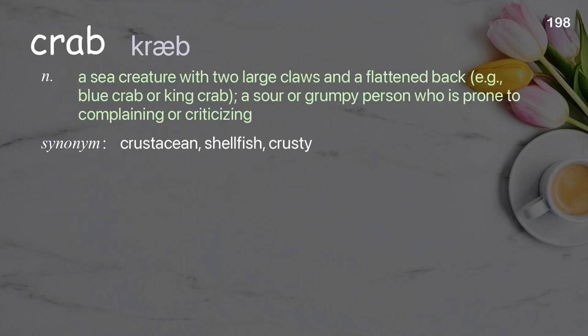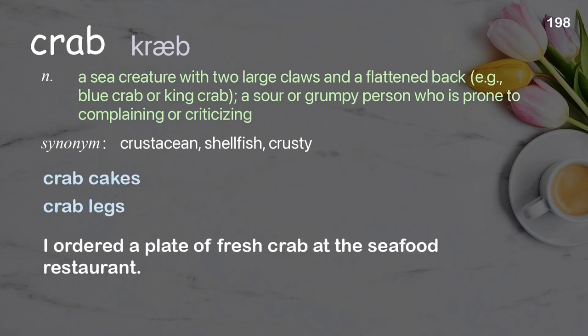Crab. A sea creature with two large claws and a flattened back. Example: blue crab or king crab, a sour or grumpy person who is prone to complaining or criticizing. Examples: crab cakes, crab legs. I ordered a plate of fresh crab at the seafood restaurant.